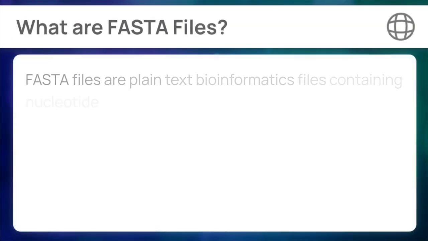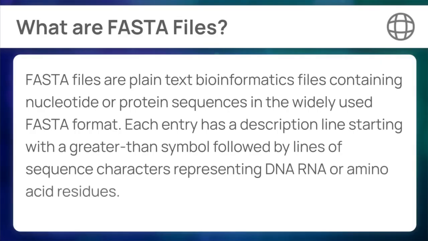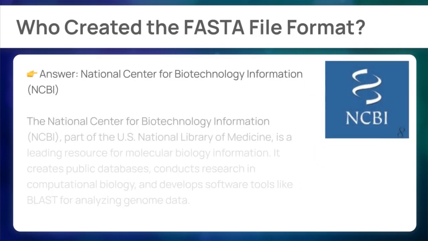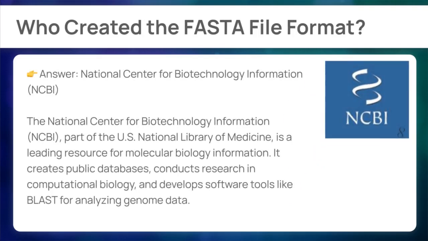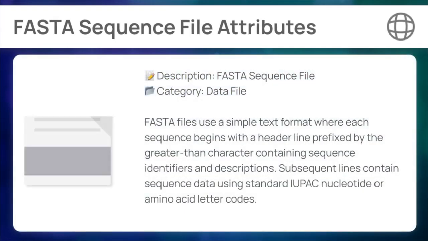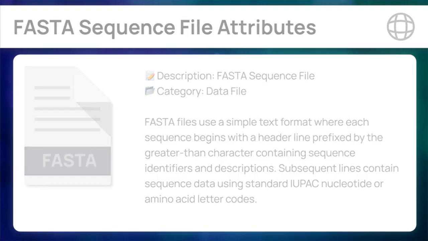FASTA files are plain text bioinformatics files containing nucleotide or protein sequences in the widely used FASTA format. Each entry has a description line starting with a greater than symbol, followed by lines of sequence characters representing DNA, RNA, or amino acid residues. Each sequence begins with a header line prefixed by the greater than character containing sequence identifiers and descriptions. Subsequent lines contain sequence data using standard IUPAC nucleotide or amino acid letter codes.